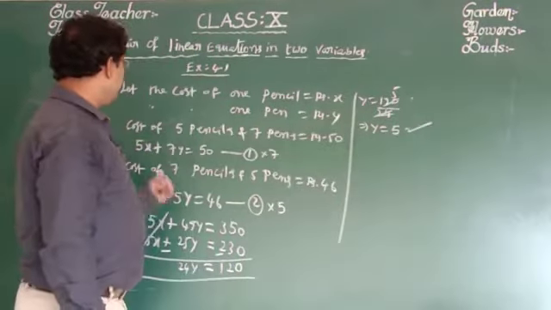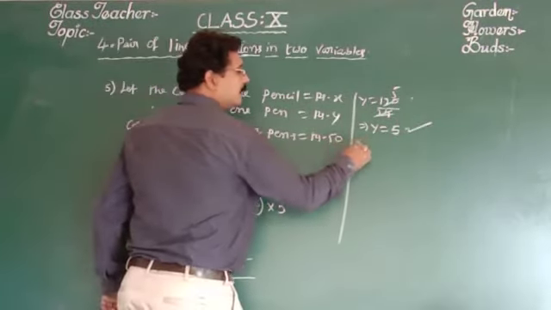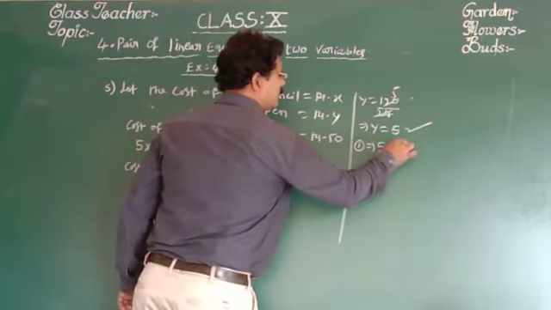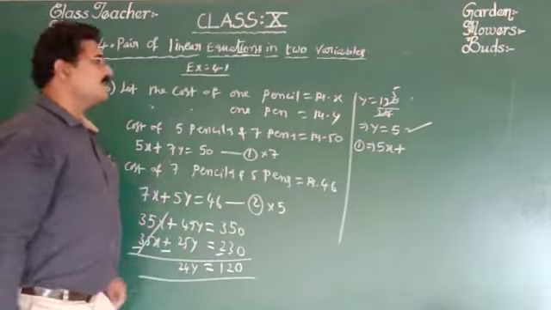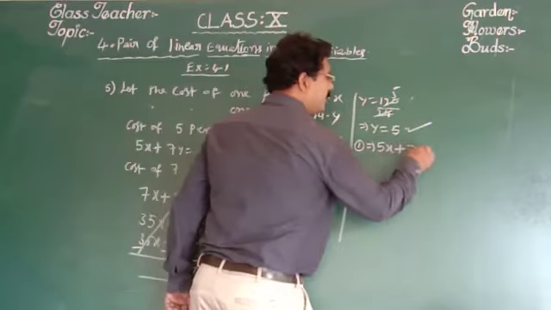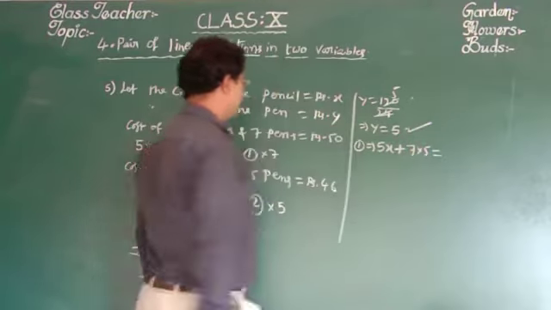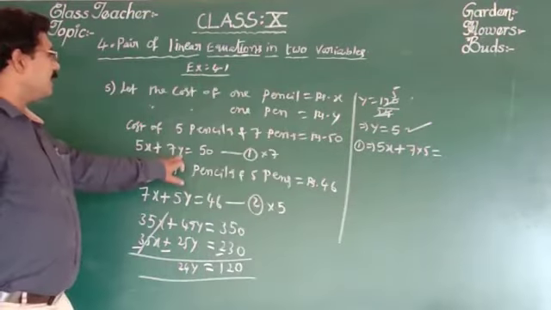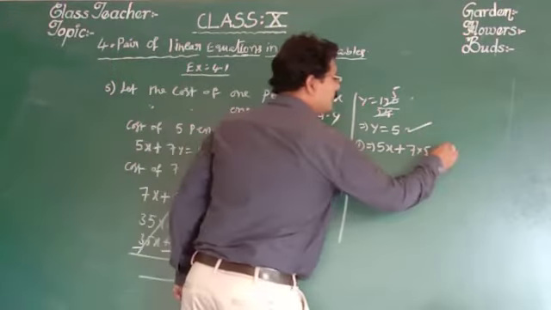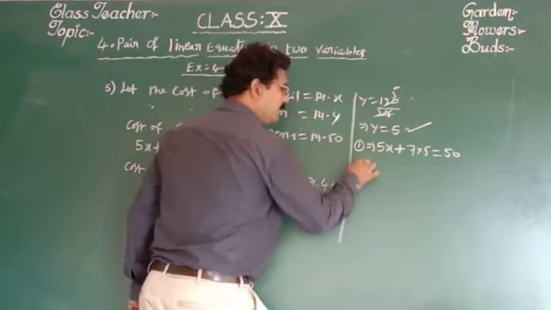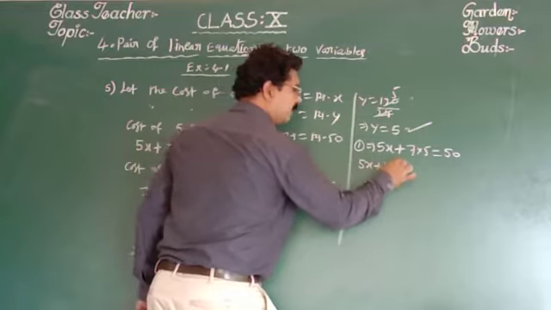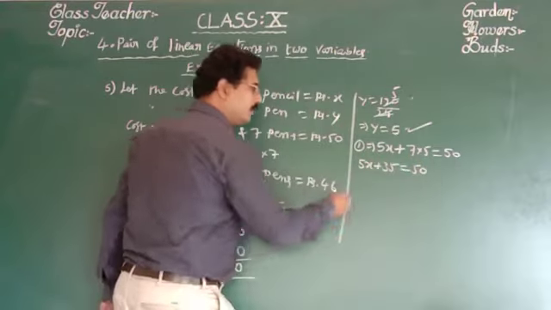Now again, after getting that y, substitute in equation 1. That implies 5x plus 7y. 7y means 7 into y, that is 5, is equal to 50. So that means 5x plus 7 fives are 35 is equal to 50.